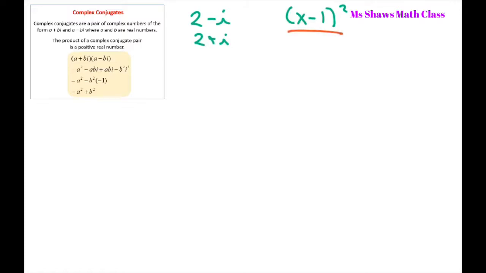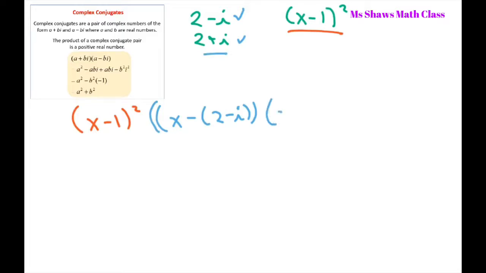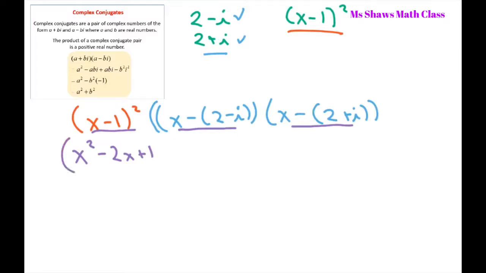We already formed that factor, so that's x minus 1 squared. And we're going to do the same thing with these two. We're going to write x minus 2 minus i, and then x minus 2 plus i. Now I'm going to use my associative property and move these parentheses around. This is x squared minus 2x plus 1. Just write it down twice, FOIL it out, or use your factoring facts.